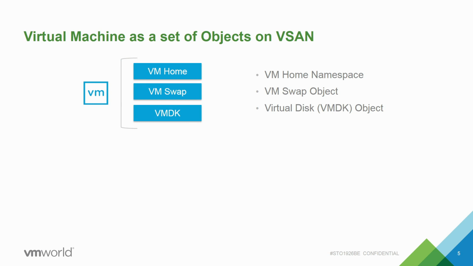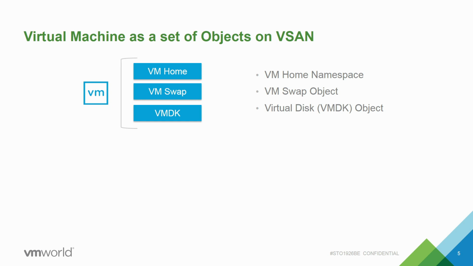Looking at what are all the different kinds of objects associated with a VM, we've first got the VM home policy, the VM home object. The VM home object contains the namespace. It's going to contain things like your VMX file.